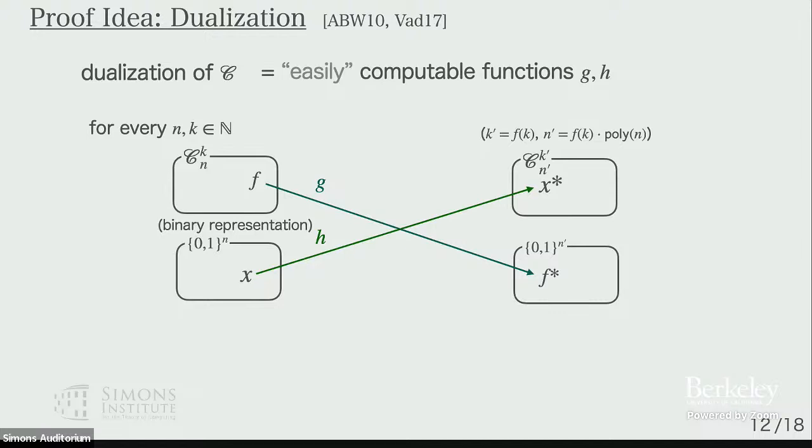The constraint here is that for every function in the class and for every input, the evaluation of the function is equal to the evaluation of the dual. This is the constraint. The meaning of easily computable depends on the target theorem we try to show. In the case of PPRGs in NC0, this must be computable in NC0.